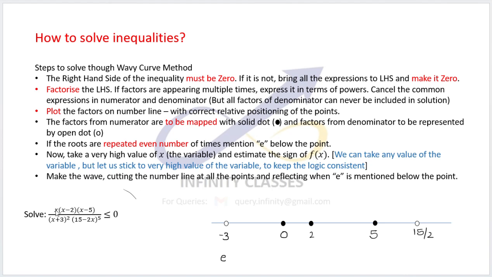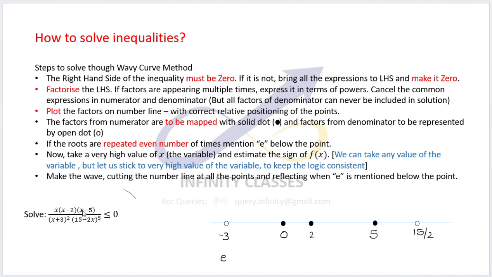For a very high positive value of x, this will come out to be a positive number. I'm just going to find out whether it is going to be positive or negative. So this will be positive, this will be positive, so the numerator will be entirely positive. But this would be negative. 15 minus 2x, for x being a very, very high value, say 100,000, whatever high value you can think of, this expression is going to come out to be a negative number. Because of this, and this is odd powered, this entire expression will become negative.